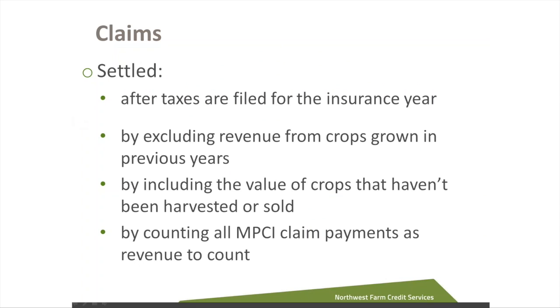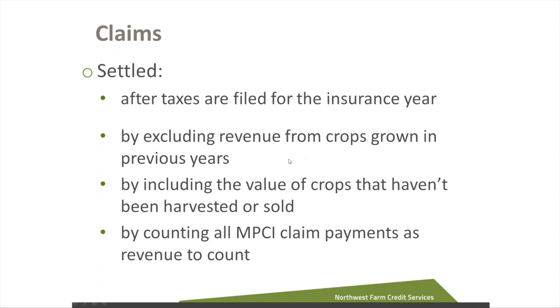How are claims settled? Well, claims can't be settled until the taxes are filed for the insurance year. As you're going through your crop year, if you suffer any kind of damage to your crops, you do have a responsibility to report that damage. Or if you change your crops, remove a crop and replace it with something else, any kind of changes like that, you need to notify your agent within 72 hours. Once you file your taxes, the adjuster will be able to begin settling the claim.